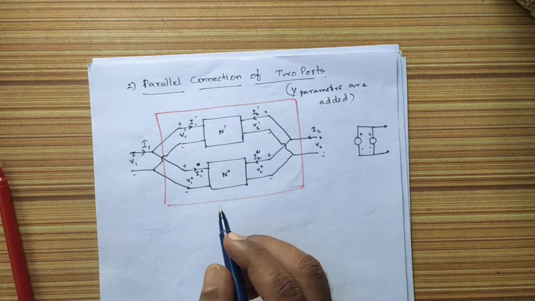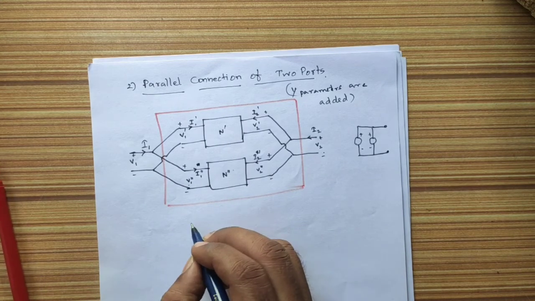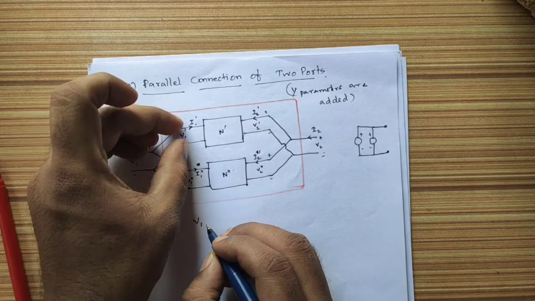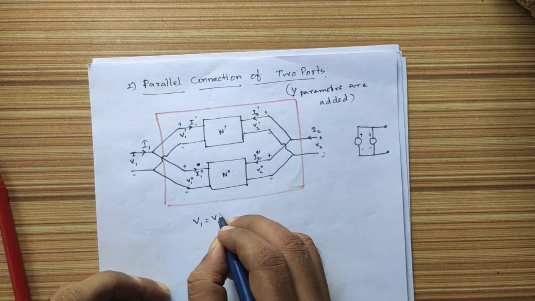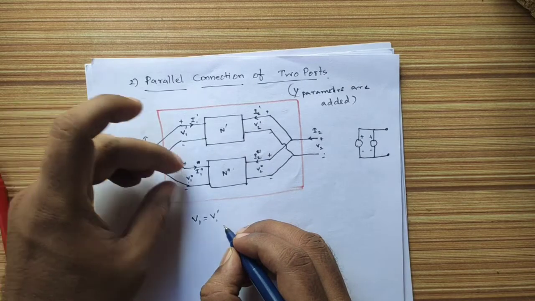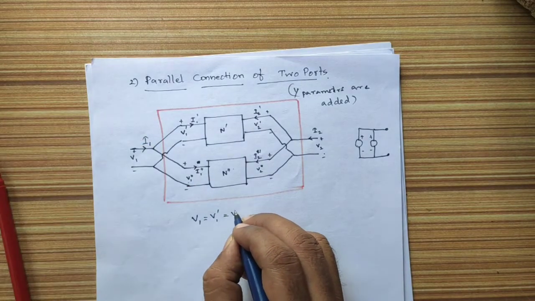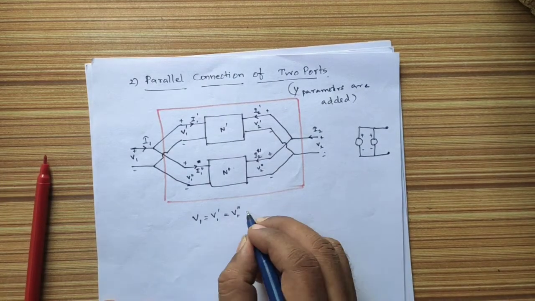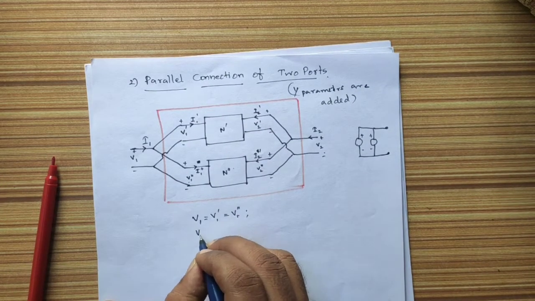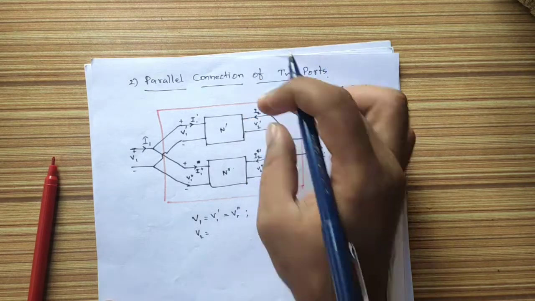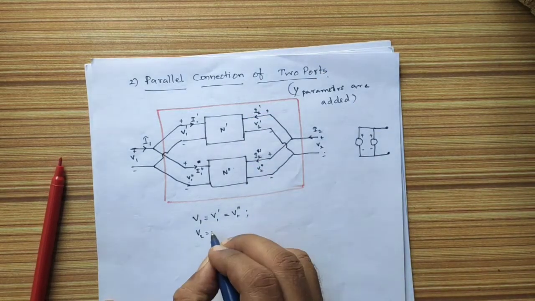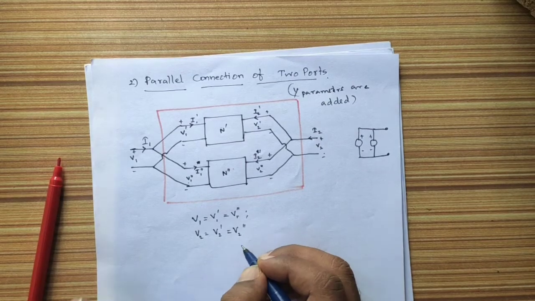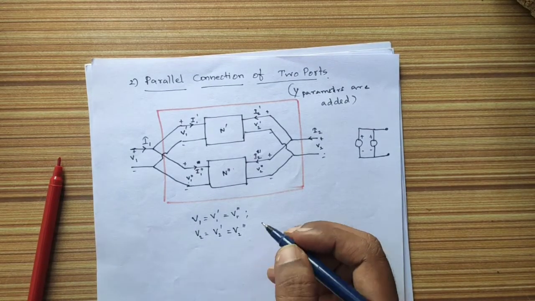But in parallel connection, what will happen? V1 is connected with V1 dash, therefore it is the same. And similarly, this V1 is connected here also, that is equal to V1 double dash. Similarly, on the output side, V2 equals V2 dash, V2 double dash. So V2 dash is equal to V2 double dash. The voltages are the same in parallel connection.